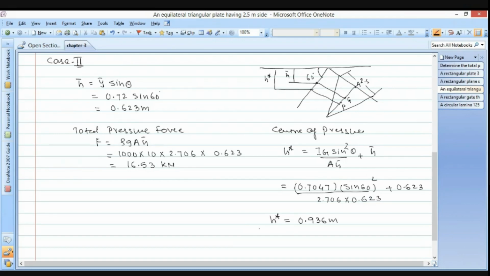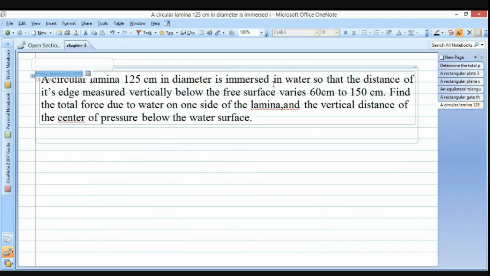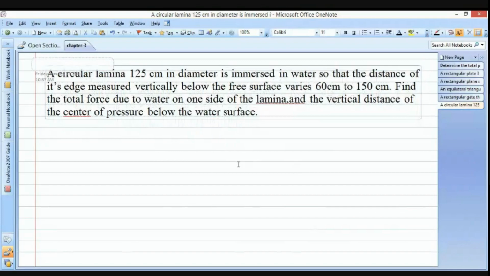So this is our answer for the total pressure as well as the center of pressure in case number 2. Now we are going to solve one important numerical related to case number 3, that is the inclined plane. But in this numerical, the angle of inclination is not given directly, so we need to calculate it, and that's why it is an important numerical. In university examinations it is asked 2-3 times. So let's start with this numerical.